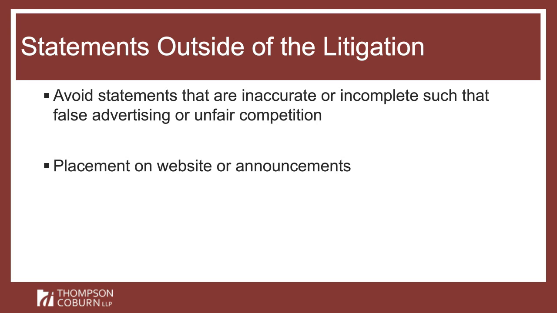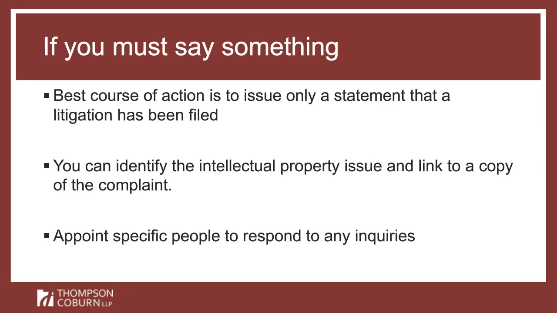The best course of action, if you've filed a litigation, is to issue a statement that a litigation is ongoing or that it has started, and identify the intellectual property at issue. You can link to a copy of the current complaint, and then appoint specific people who will respond to any inquiries about ongoing litigation. That would be your best course of action. If you deviate from that, you need to think through carefully who's talking and make sure that all statements are coordinated.